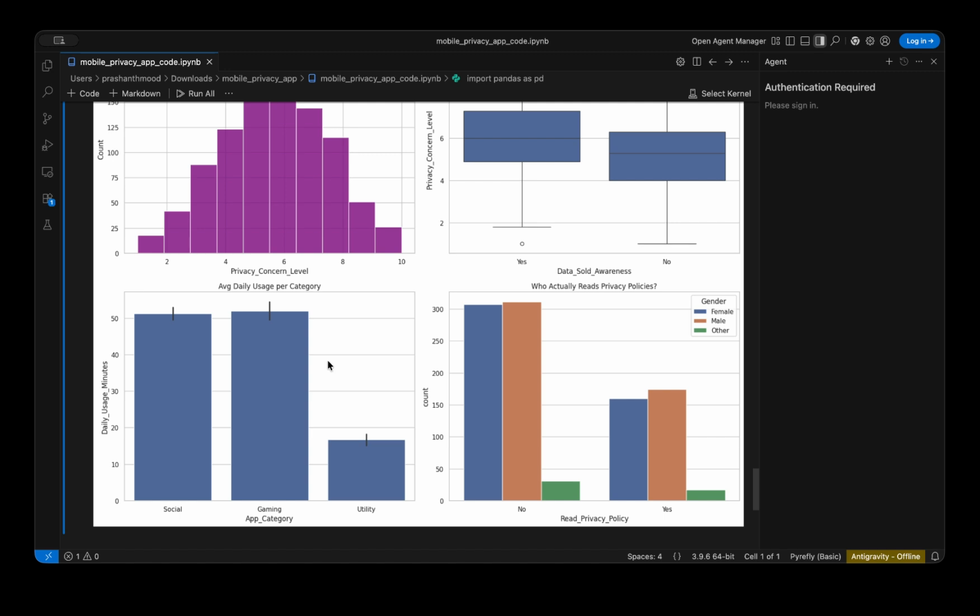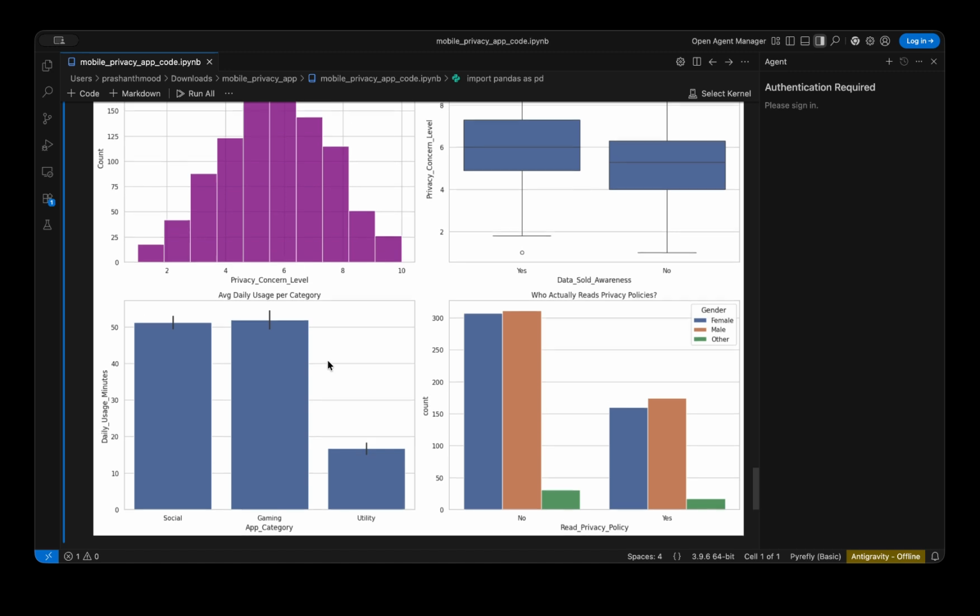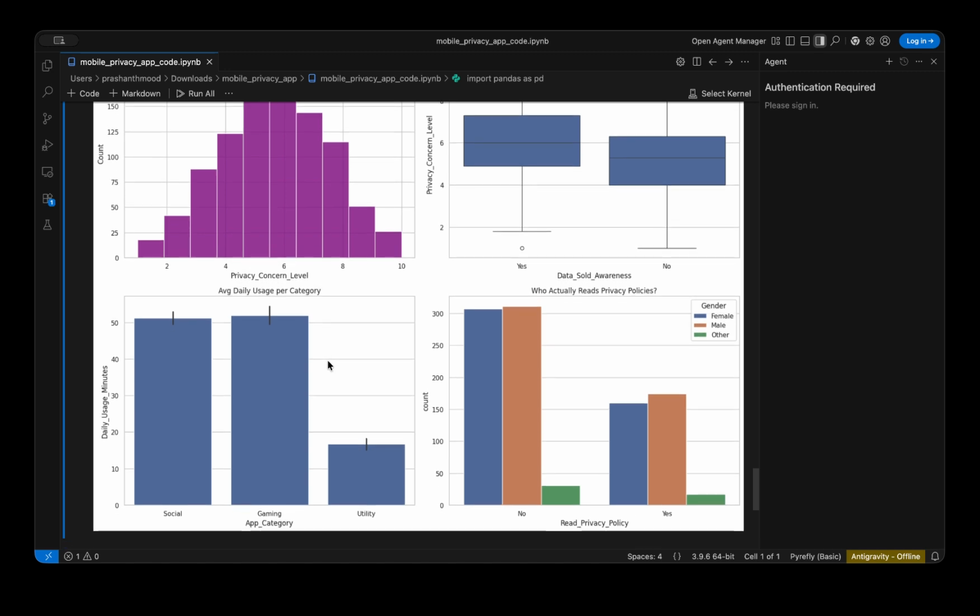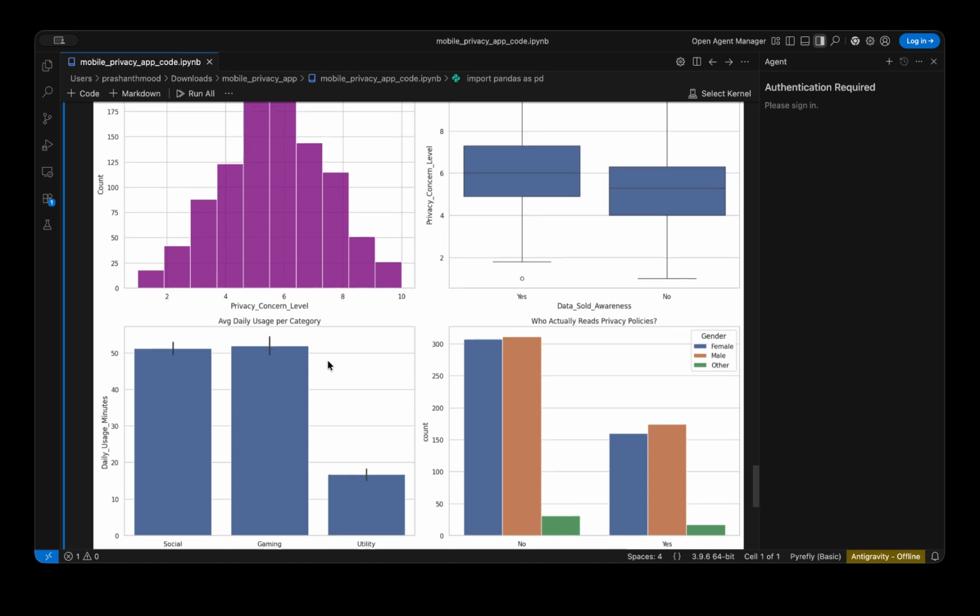Country level analysis: a geographic heat map showing privacy consent levels and uninstall rates by country. Different regions have very different attitudes toward digital privacy. For example, GDPR in Europe might mean European users are more aware.